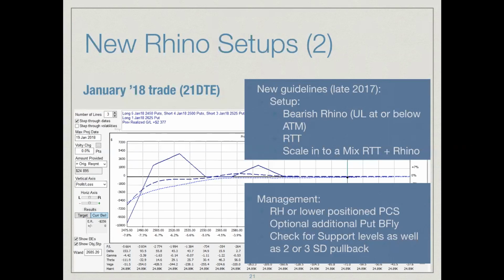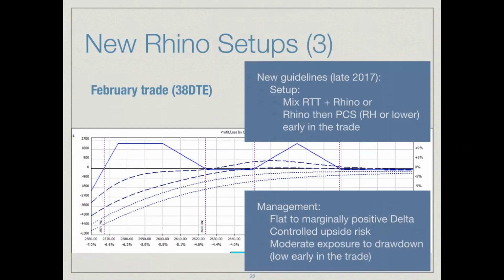And if the market then decides to reverse quite abruptly to the 2600, it would be fantastic. So the management is just to do reverse Harveys, that additional put butterfly on top. And as I said earlier, always make sure you are covered for 2 or 3 ASD pullbacks. For February, the trade that is still on, I took that screenshot yesterday, so it was 37, so I think today is 37 DTE. Same kind of management.